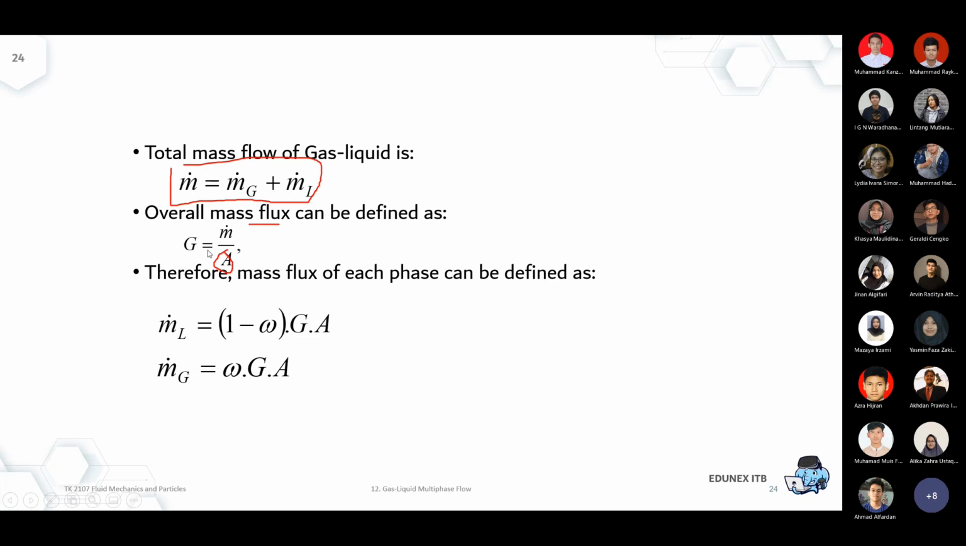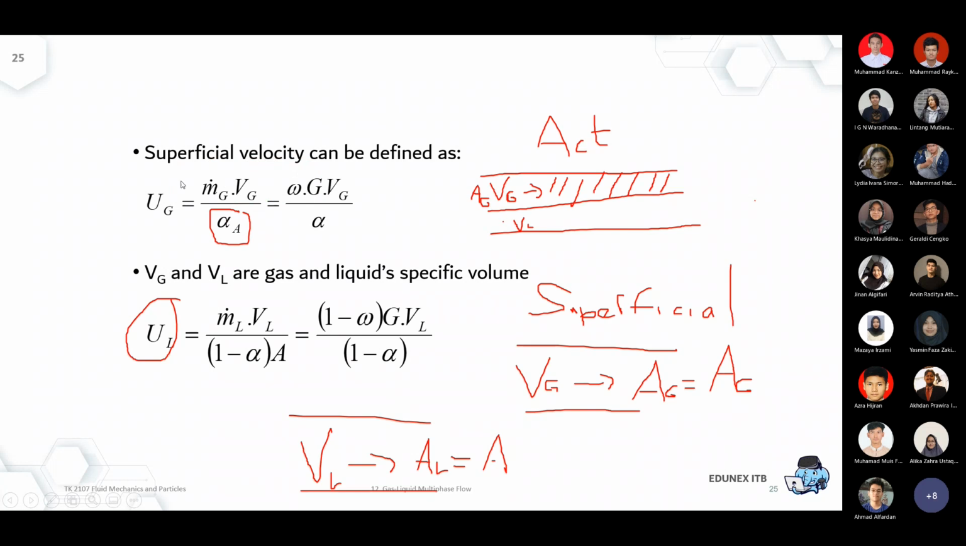Okay, and when we need to know the flux, it can be calculated simply from the mass flow rate in each of the phases. So if we need to know the gas mass flux, it will be the mass flow of the gas divided by the area. And again, another important thing is the superficial velocity. I already explained this in the previous session. The important assumption in superficial velocity is that it is calculated assuming the void fraction is 1.